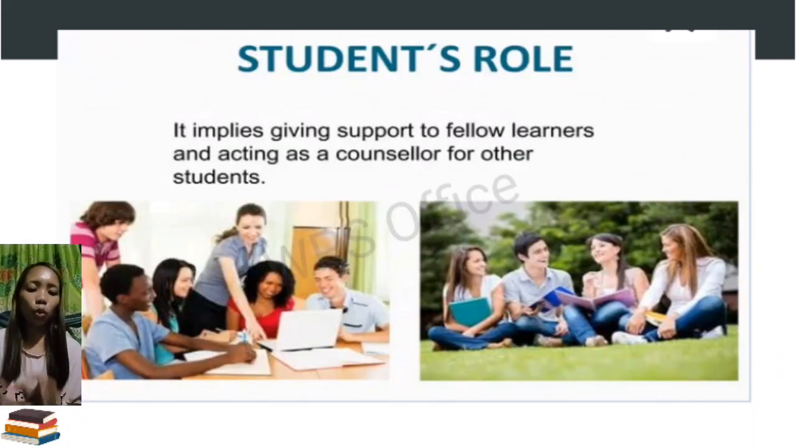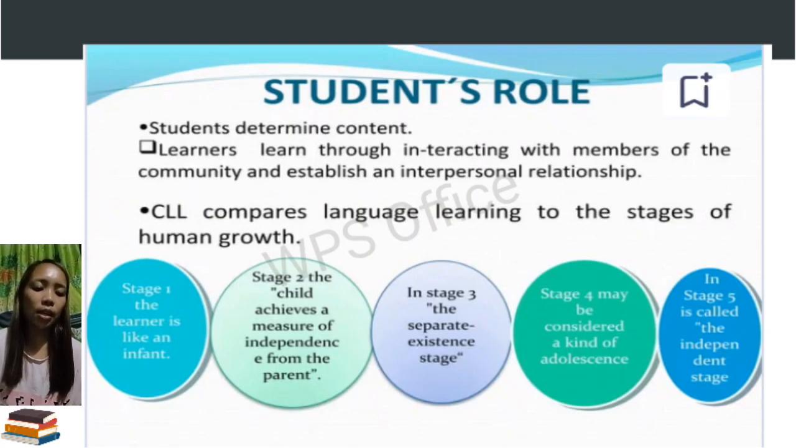So the student's role implies giving support to fellow learners and acting as a counselor for another student. So the students' role to their co-students, they serve as a counselor. They are going to communicate with those students and give some advice or ideas, or brainstorm some ideas.